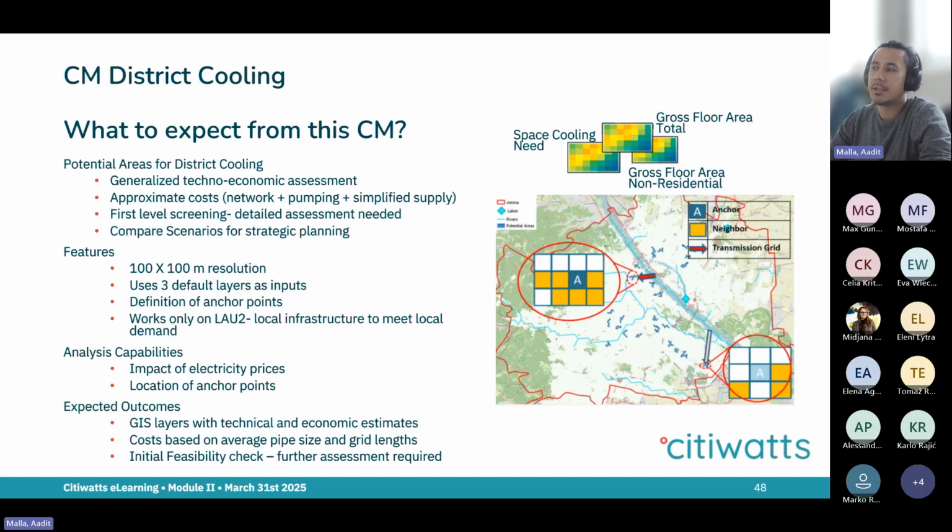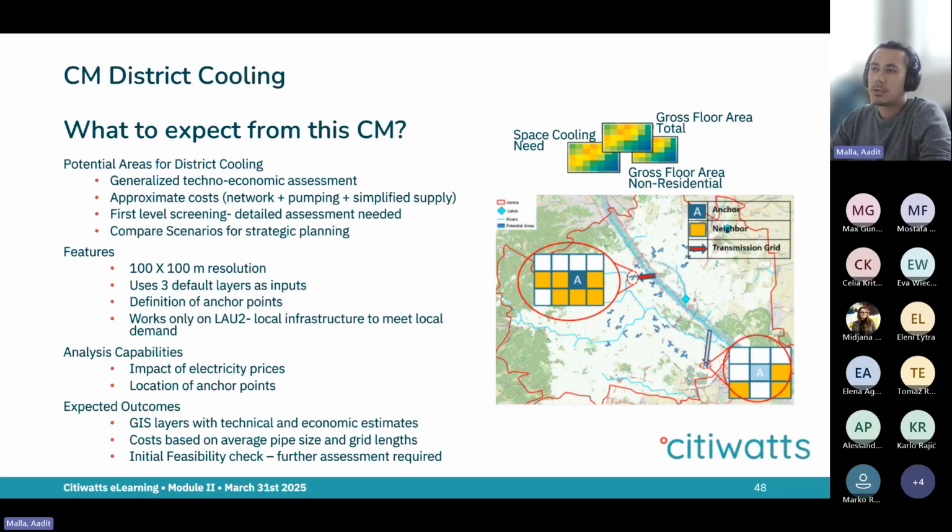So the idea here is that with a run, the user can assess different scenarios, see where exactly within a city district cooling could be feasible, and then based on identified areas, do a much more detailed feasibility study. And also, this calculation module provides the user with a simple way of comparing different scenarios to see under what conditions, when or where district cooling is feasible.